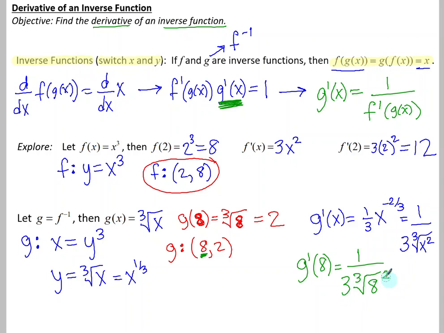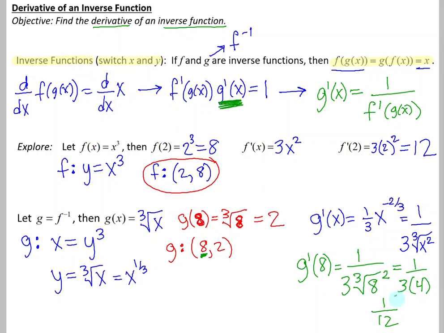Now when we're doing the squared or the cubed root, doesn't matter which one we do first, so I'm going to pick the way that's going to make it simpler first. Cubed root of 8 is 2. 2 squared is 4. So that gives us 1 over 3 times 4, or 1 over 12. Well, isn't that interesting?